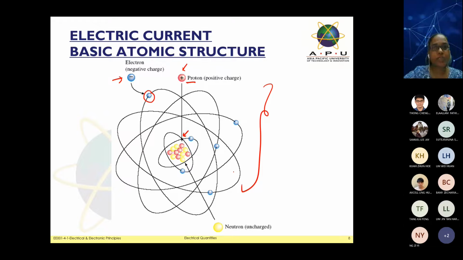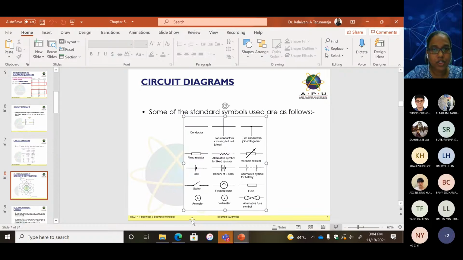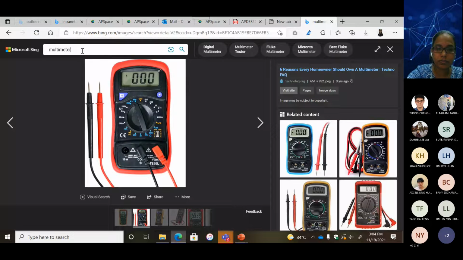What I mean by the material is a semiconductor. What do they mean by semiconductor? For example, silicon. You can also find germanium. I hope you know what the periodic table is here. They have a periodic table. Let me show you before we go deeper.